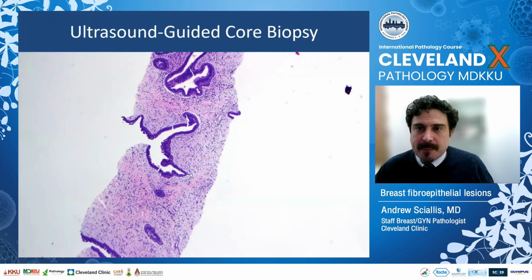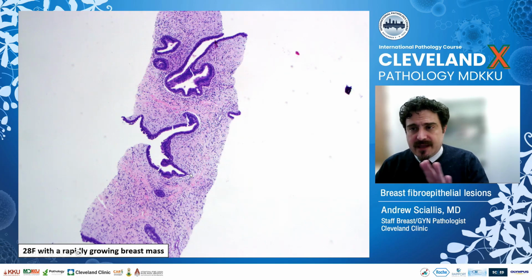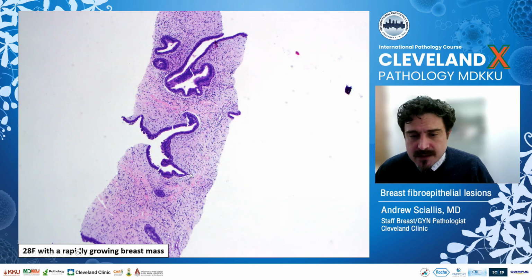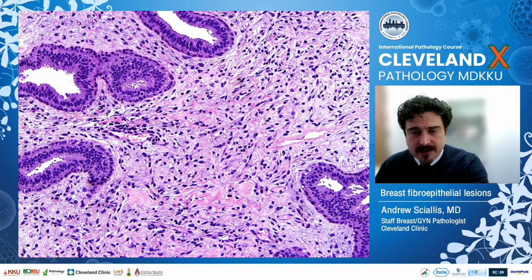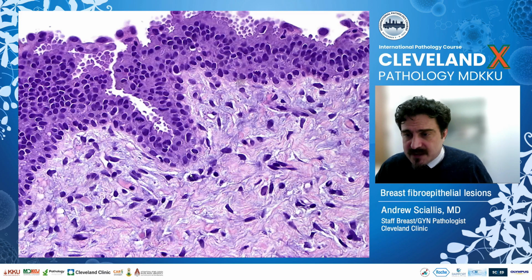So here's an example. An ultrasound-guided core biopsy. This is from a 28-year-old woman with a rapidly growing breast mass. A lot of this looks like fibroadenoma, just a little bit more cellular, a little bit more prominent intracanalicular growth. Here's the degree of stromal cellularity. There are some mitotic figures, but there's nothing that looks atypical.